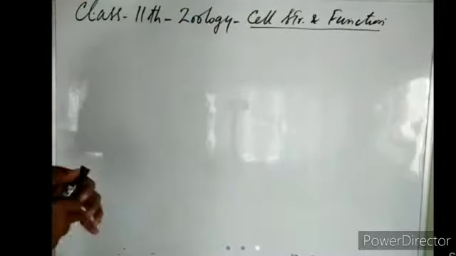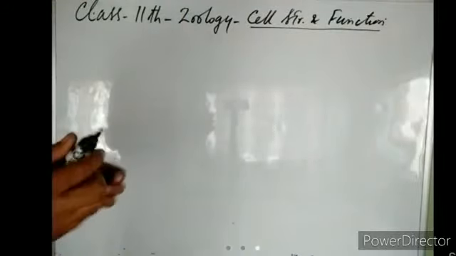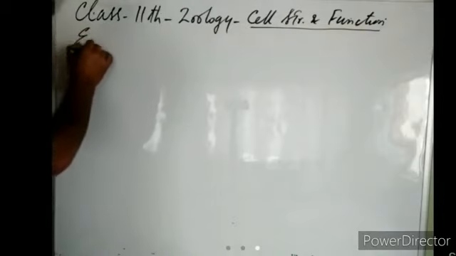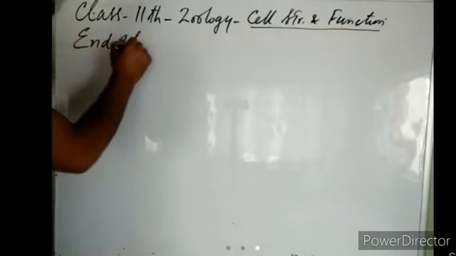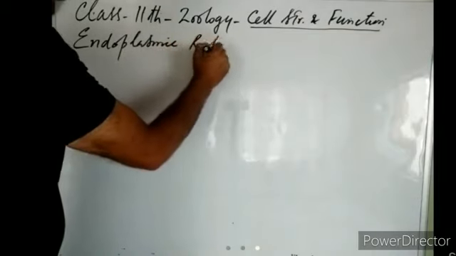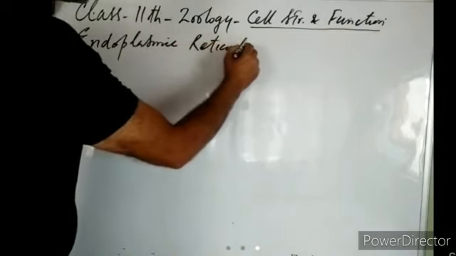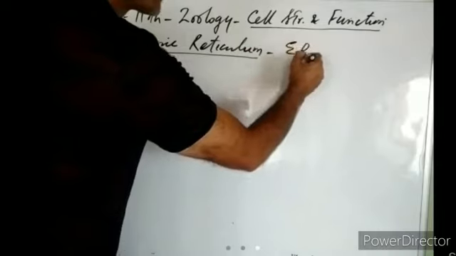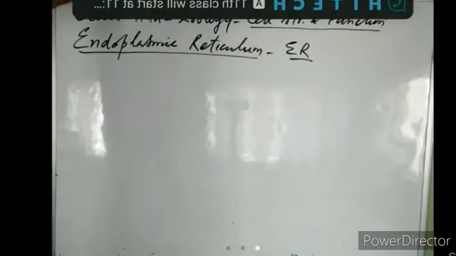Okay. After mitochondria, now we are going to discuss another cell organelle. That is endoplasmic reticulum. It is in short written as ER. So ER is the acronym for endoplasmic reticulum.